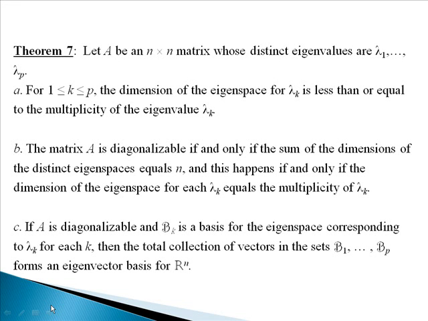And then part C, if A is diagonalizable and beta sub k is a basis for the eigenspace corresponding to lambda sub k for each k, then the total collection of vectors in the sets beta sub 1 through beta sub p forms an eigenvector basis for Rn.